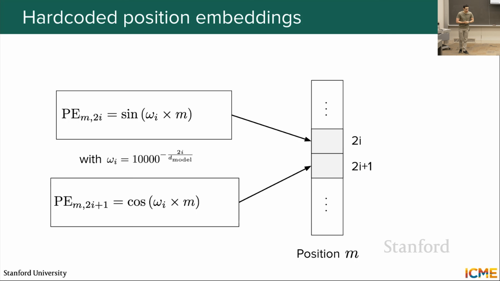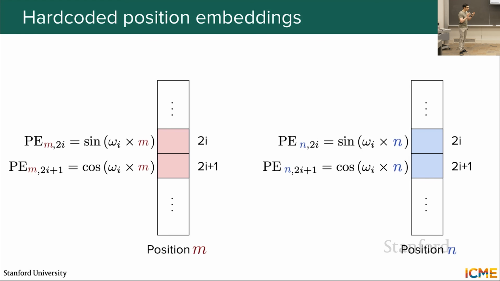Okay, so now I talked about a given frequency that was hard-coded. This is a design choice. We're going to hide it under some variable that I'm going to call omega i. And we're going to look side by side what these vectors look like when you take position m on one hand and position n. And we're going to try to see what taking the dot product between both of them is going to give us.